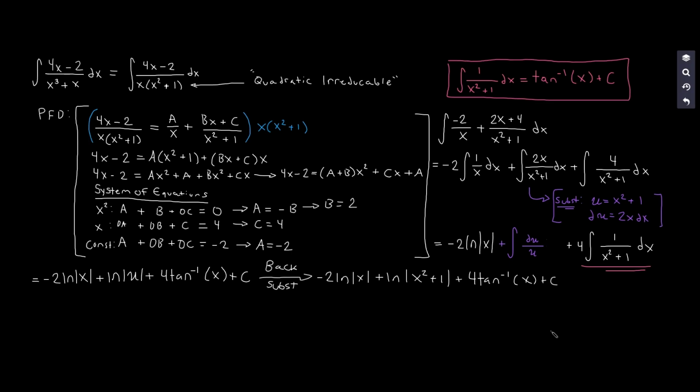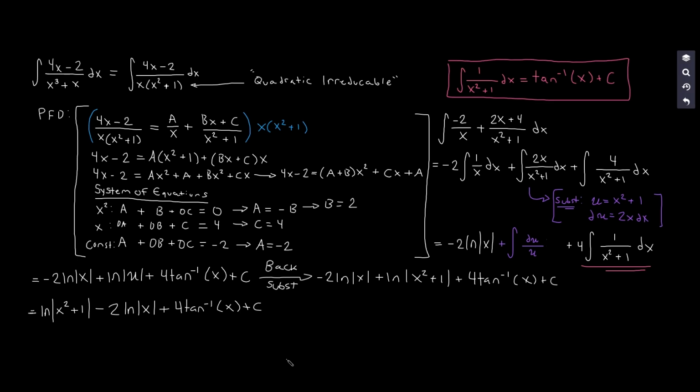Of course, we could rewrite this so it will make the next rule seem a little bit clearer, in my opinion. I'm gonna take the second term because it's positive, and I'm gonna put it up front because I want to show you guys something. So we have the natural logarithm of the absolute value of x squared plus 1 minus 2 times the natural logarithm of x plus 4 times arctangent of x plus c.